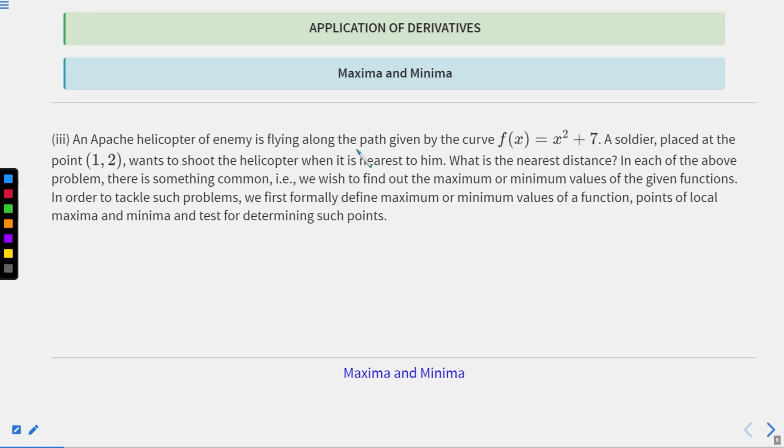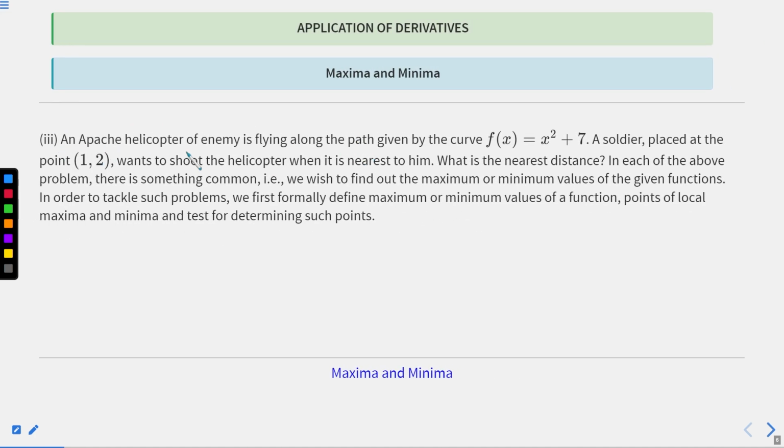And third, an Apache helicopter of the enemy is flying along the path given by this curve. A soldier placed at the point (1, 2) wants to shoot the helicopter when it reaches nearest to him. What is the nearest distance? In each of the above problems, there is something common. What is common? That we wish to find the maxima or minima.